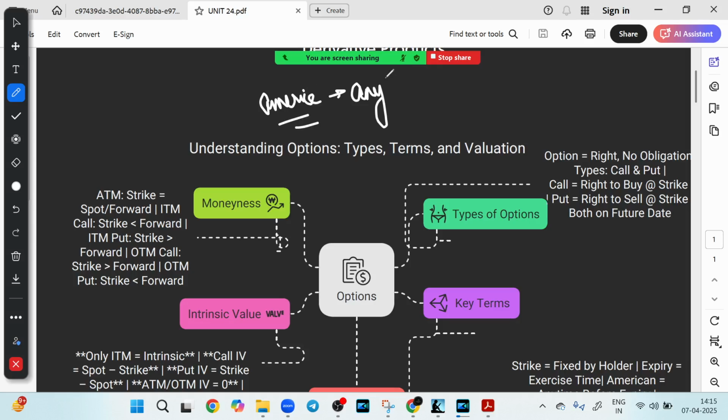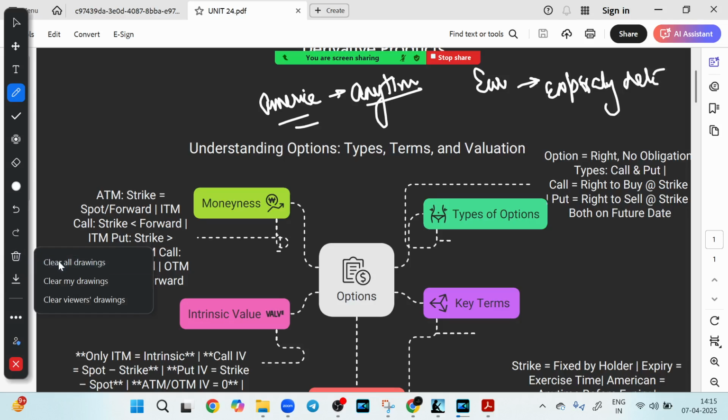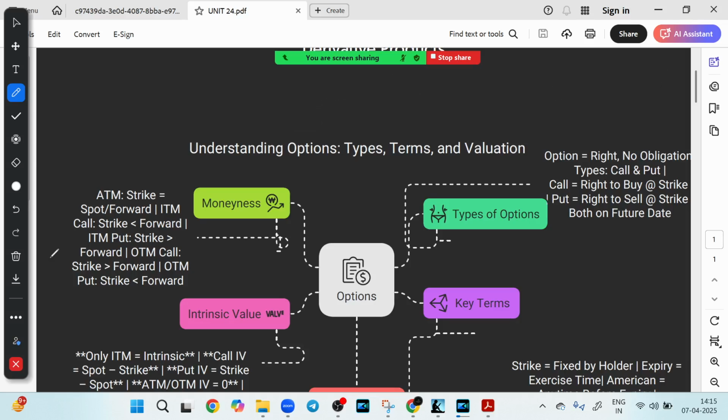American option can be exercised any time before expiry, whereas European option can be exercised only on the expiry date. This thing you must note down. And a fun fact is that in India, mostly options follow the European style. Post 2008 crisis, American style options are banned in many markets.